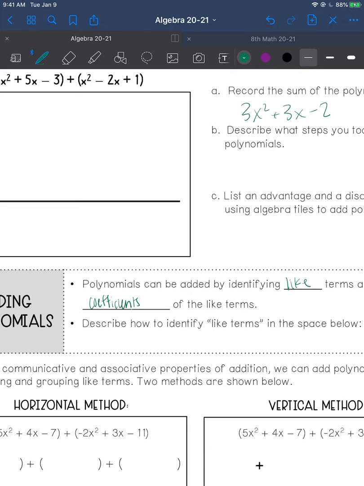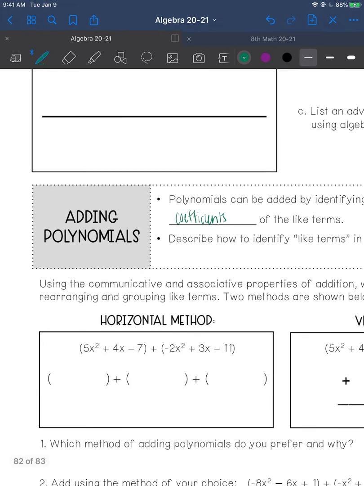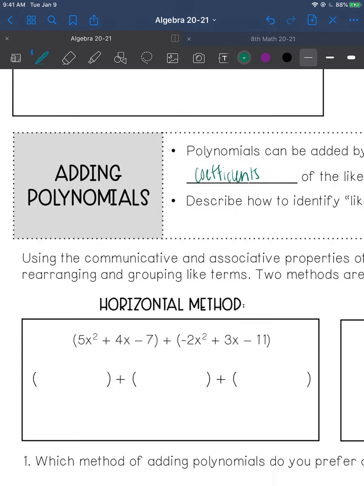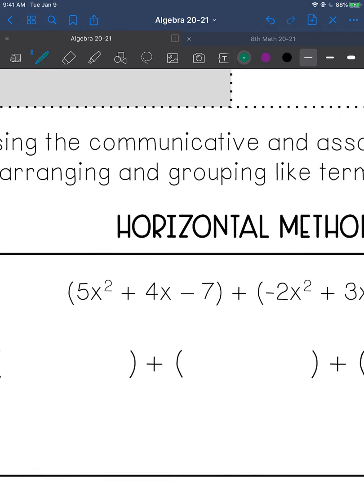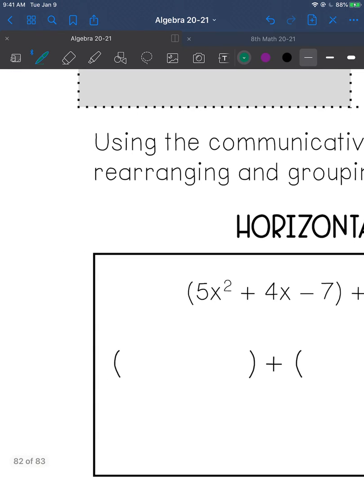So, like I said earlier, we're going to be talking about different methods. Here's two different methods already. We have either the horizontal method or the vertical method. And we can use these using the commutative and associative properties. I pray that you remember commutative and associative properties. So what that means is I can rearrange this because it's saying to add. If I ignored the parentheses, I could rearrange this and have my like terms right next to each other.